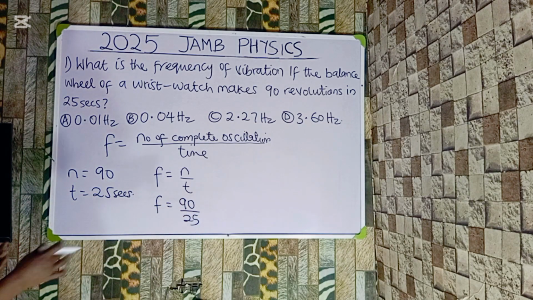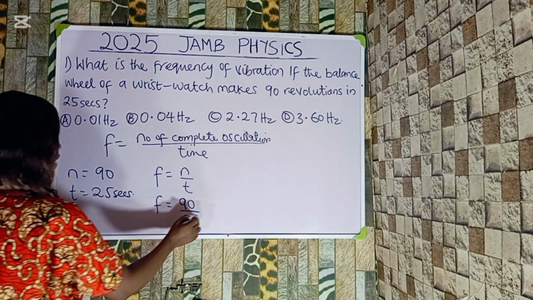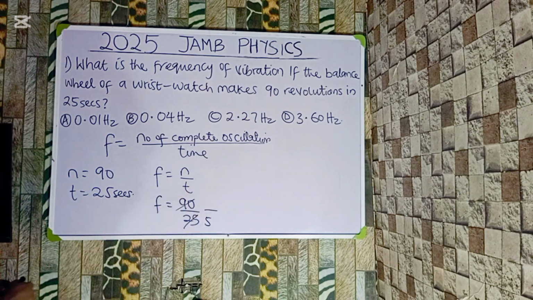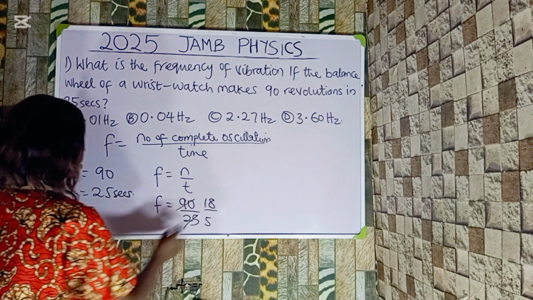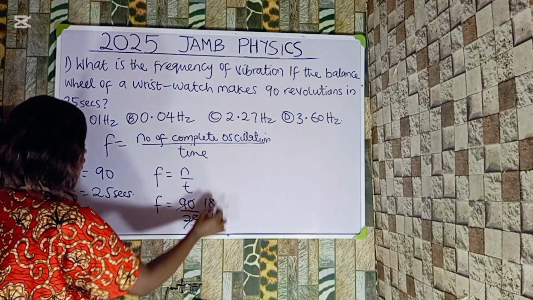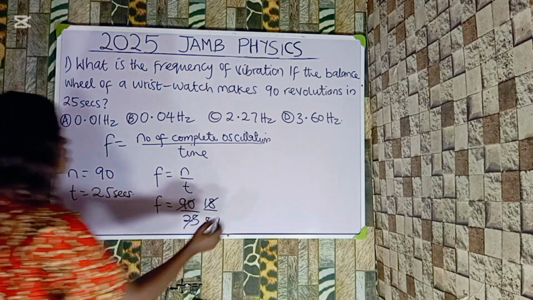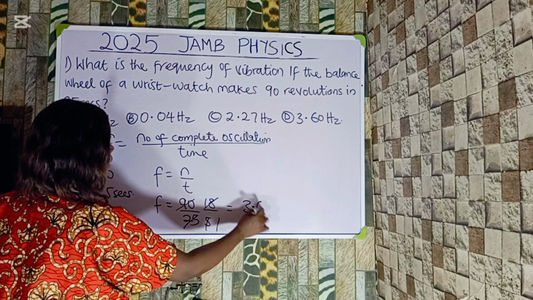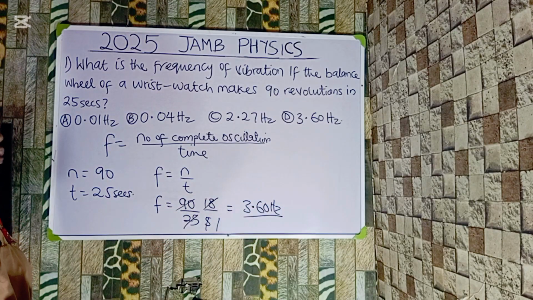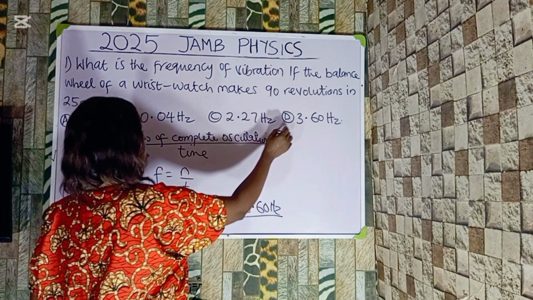Now you can reduce it to its lowest term. 5 into 90 is going to give me 18. 5 into 25 is 5. So by the time I divide this, 5 into itself is 1, and 18 over 5 gives 3.60 Hz. The correct answer to this question is 3.60 Hz, and the answer is option D.